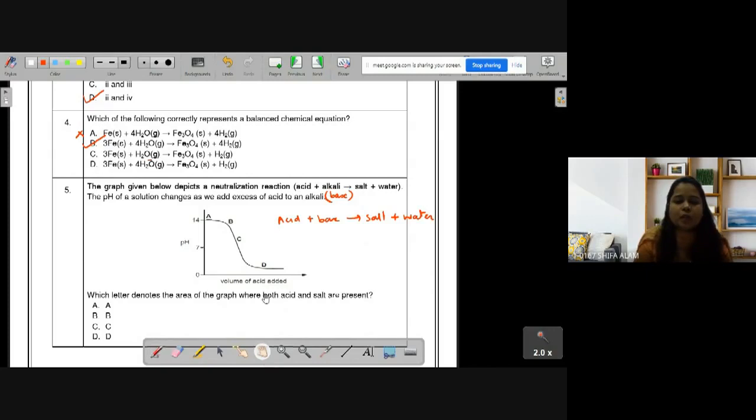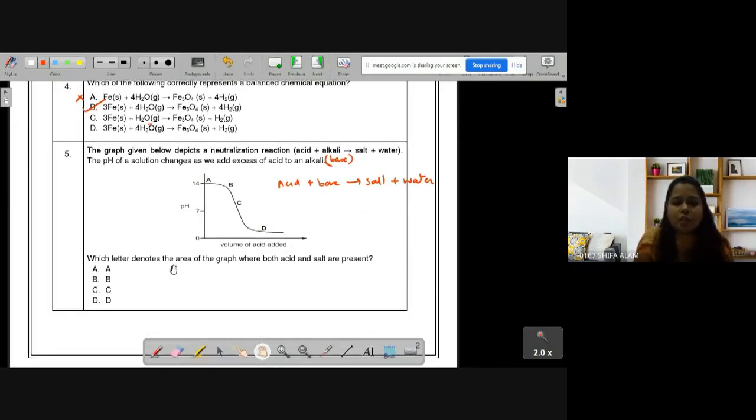Now, the question is, which letter denotes the area of the graph where both acid and salts are present? When we look at the graph, we see that the y-axis carries the pH and the volume of the acid added is placed along the x-axis. Now, when they're saying that the beaker should contain acid as well as salt, since it contains acid, the pH cannot be more than 7, right? As per the pH scale.